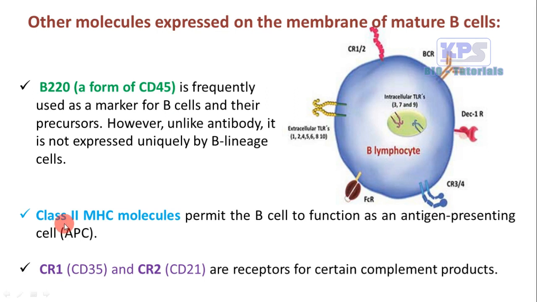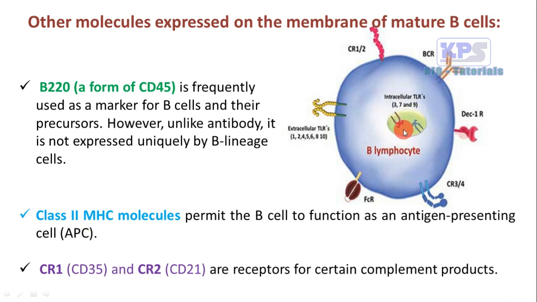Then another molecule present on the membrane of the B cell is the class 2 MHC molecule. It permits the B cell to function as an antigen presenting cell or APC. Class 2 MHC molecules are a kind of MHC molecule. MHC means major histocompatibility complex. We will study the structure and functions of MHC in detail in coming chapters. So this class 2 MHC molecule is exclusively found on antigen presenting cells.